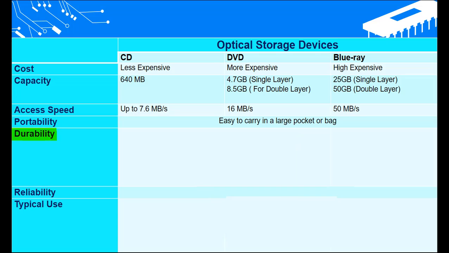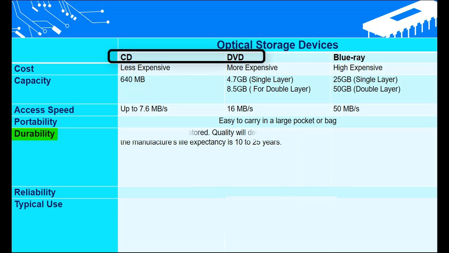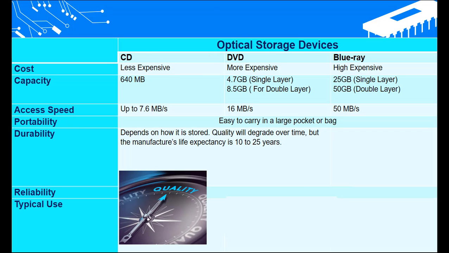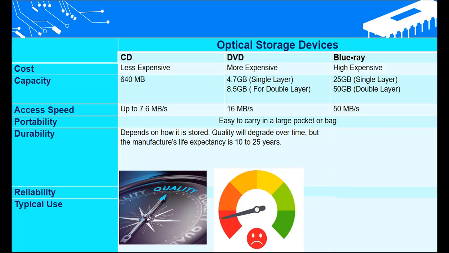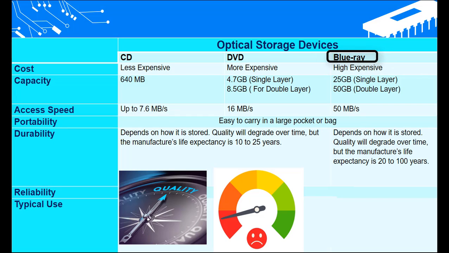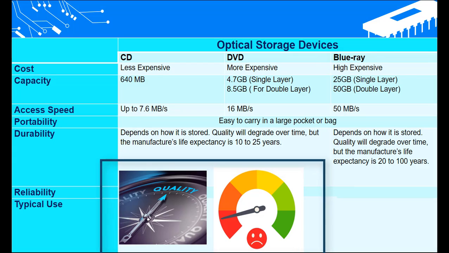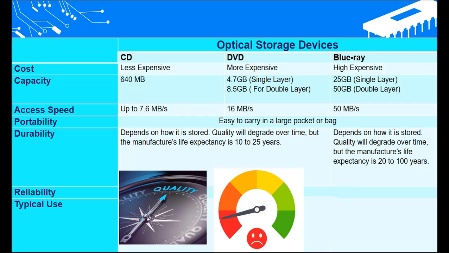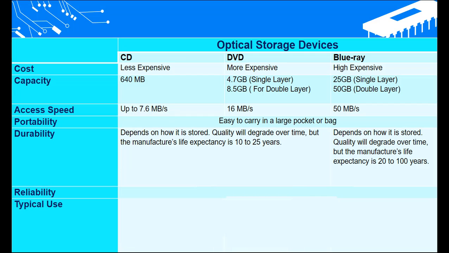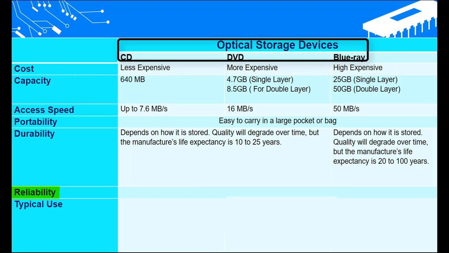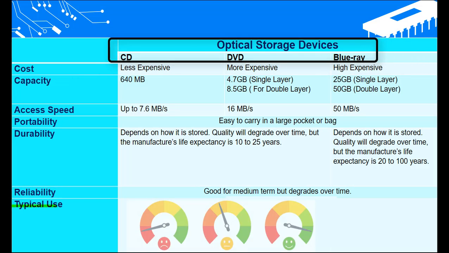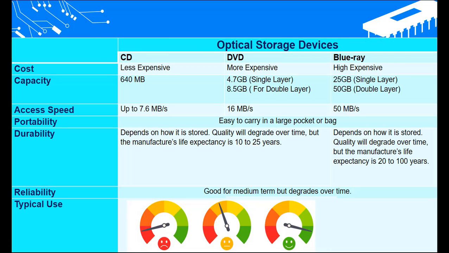Now we will talk about the durability for the CD and DVD. It depends on how it's stored. Quality will degrade over time, but the manufacturer's life expectancy is 10 to 25 years. While the Blu-ray also depends on how it's stored, quality also will degrade over time, but the manufacturer's life expectancy is 20 to 100 years. While the reliability for the three optical storage devices is good for medium term but degrades over time.